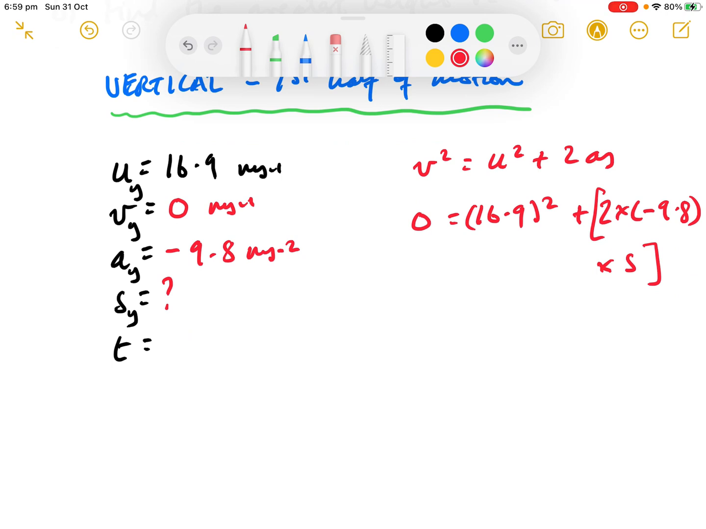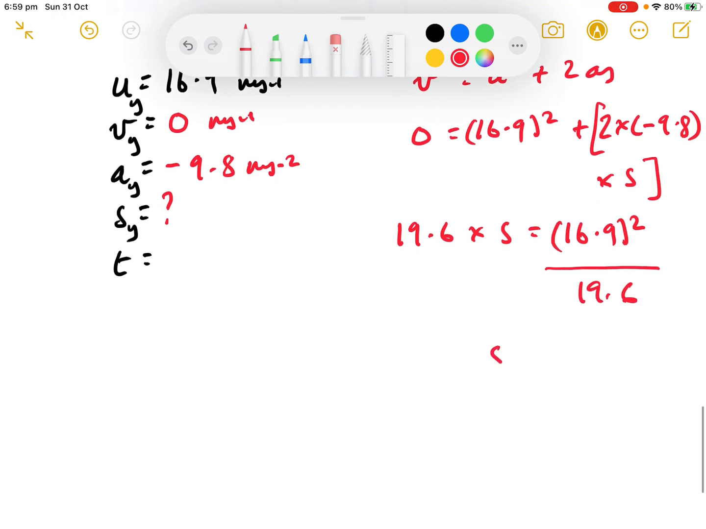Right, so let's take the square bracketed term over to the left. 2 times minus 9.8 is 19.6. So 19.6 times s is equal to 16.9 all squared. I'm actually just going to leave that 16.9 squared to avoid intermediate rounding, and this is exact, so that's okay, over 19.6.